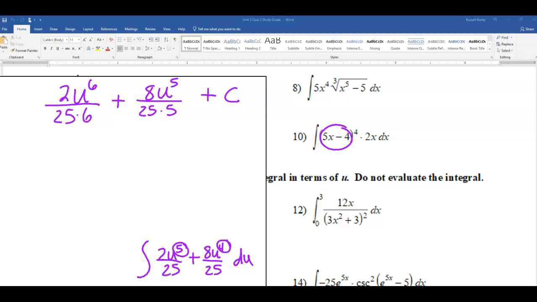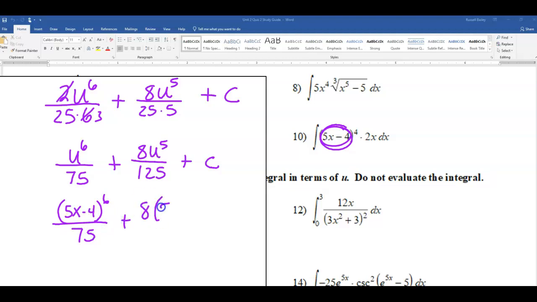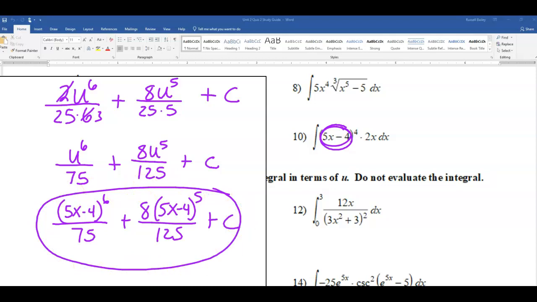Now, if you can, go ahead and reduce. So for instance, 2 goes into 6 3 times. And that leaves me with u to the 6th over 75 plus 8u to the 5th over 125. And then we're ready for our very last step, which is where we replace the u with what u equals. Now u was 5x minus 4. And that would be our final answer there.